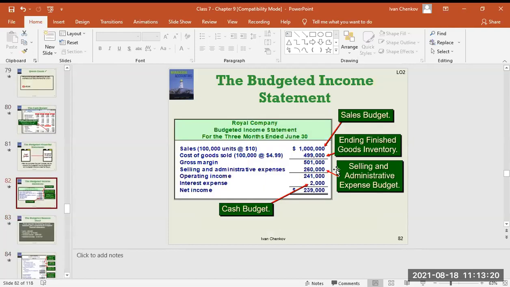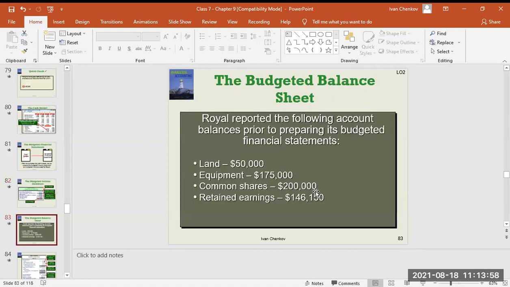income statement. Now the income statement, it's easy. Why? Because I have the sales. My sales, as from the sales budget, I'm getting the sales. Cost of goods sold. I already have the cost of my goods, $499. So I have the gross margin. I'm going to deduct the selling and administrative expenses. And when I deduct the interest expense, it's going to give me the net income. Once I do the income statement, then I can move and do the balance sheet.